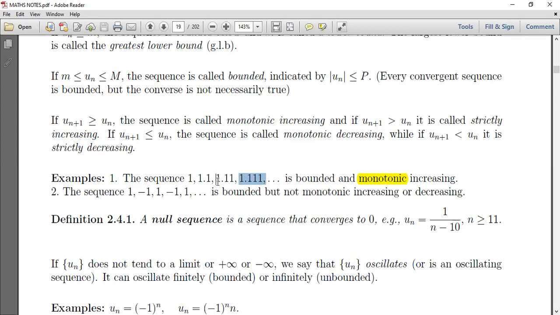You can see that this sequence is bounded, above and below. The terms will never go below 1 and will never go above 1, 2. This sequence is always between 1 and 1, 2.